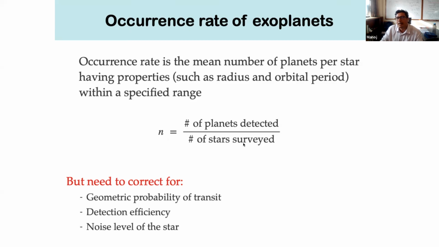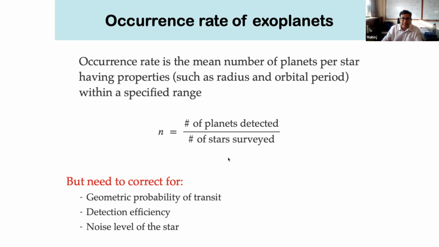But see, for example, if we had surveyed all the stars in our galaxy with instruments which are infinitely sensitive, then all we need to do is write down the number of planets detected in the numerator, and the total number of stars surveyed, and that will give you the occurrence rate right away. But unfortunately, we cannot do that. As I told you, Kepler just looked at a piece of sky, 10 degrees by 10 degrees, for 4 years, and there were about 250,000 stars there. But you need to correct for various things.